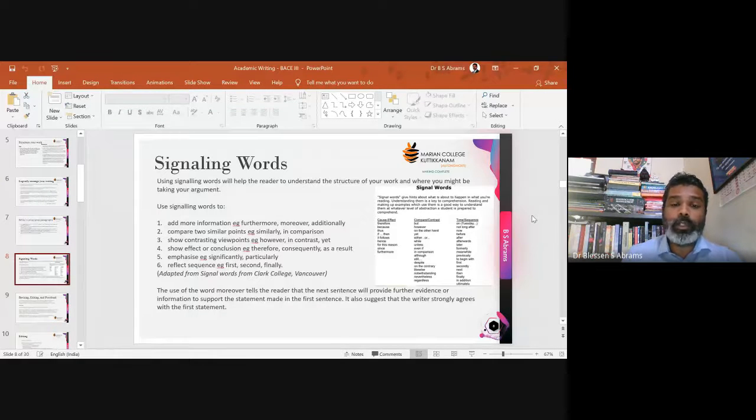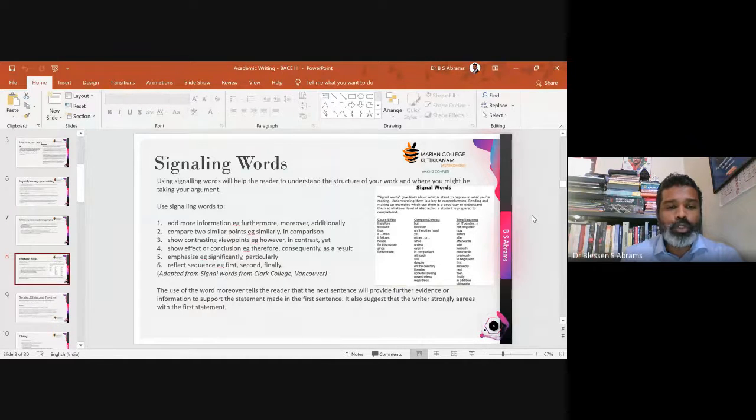So these are some of the signaling words which can be used for contrasting viewpoints. I'm going to give you the entire work, this referential guide for you, so that you can go ahead with it. And I'll also upload this same class on YouTube as well, which will be useful for you.